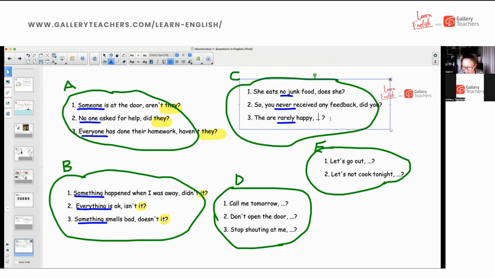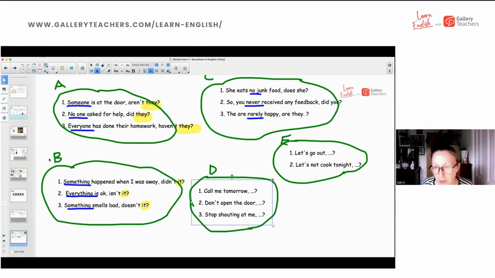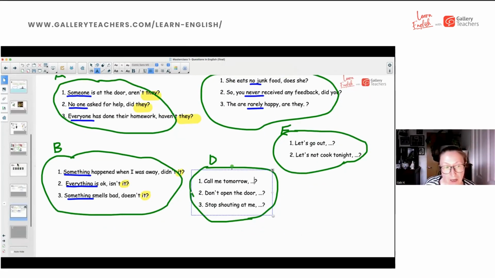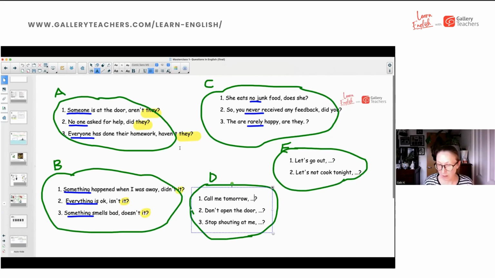And the last one. They are really happy. Are they? Right? So this is limiting. Okay, I'm sorry I wasn't able to finish it. And we still have subject-object questions to cover. So perhaps we could do another masterclass on tag questions and subject-object questions.